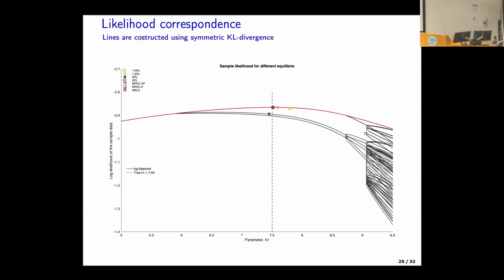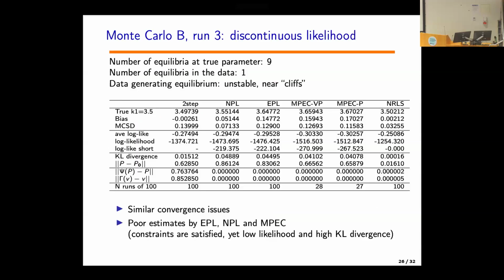Again, NPL here in the woods. That's a corner solution, right? MPEC, yeah. And NPL here is not on the likelihood function. Okay, now we have more parameters.